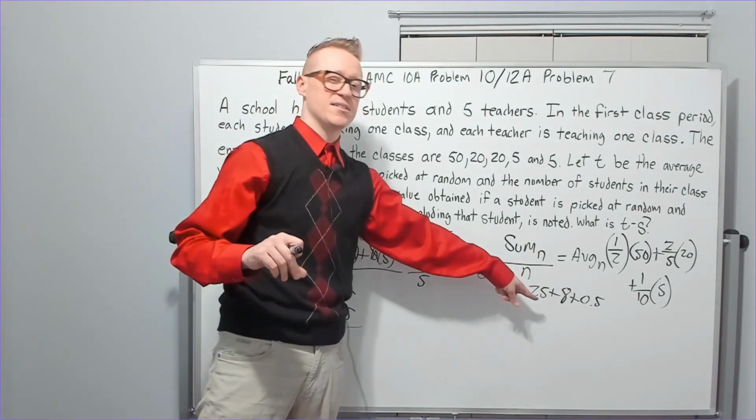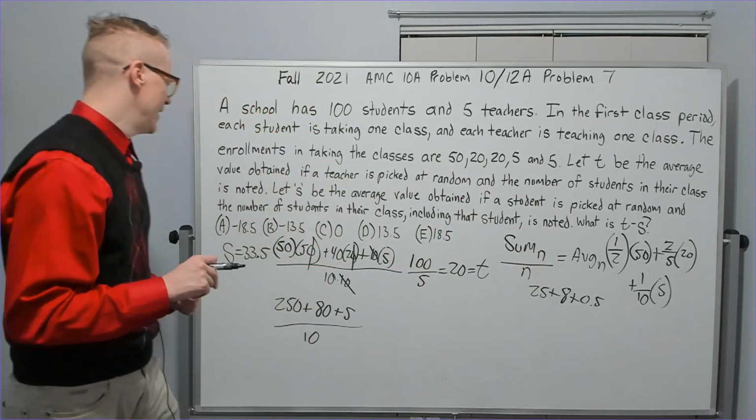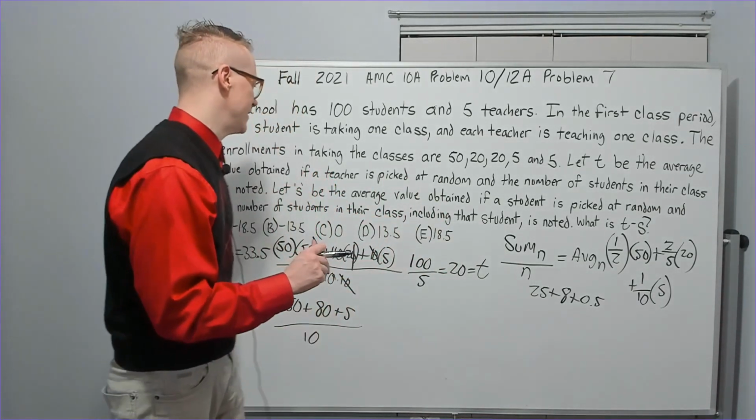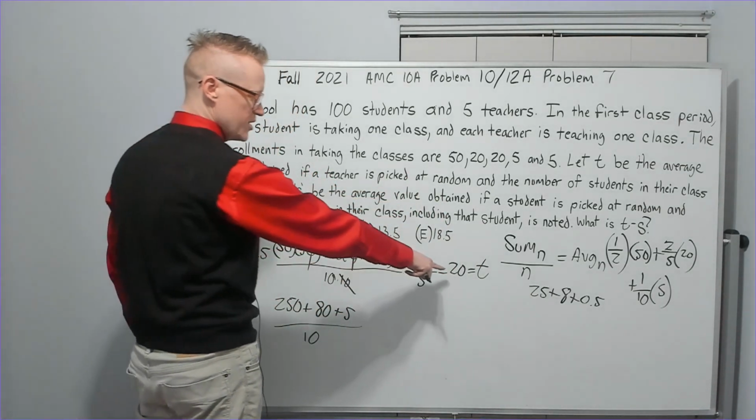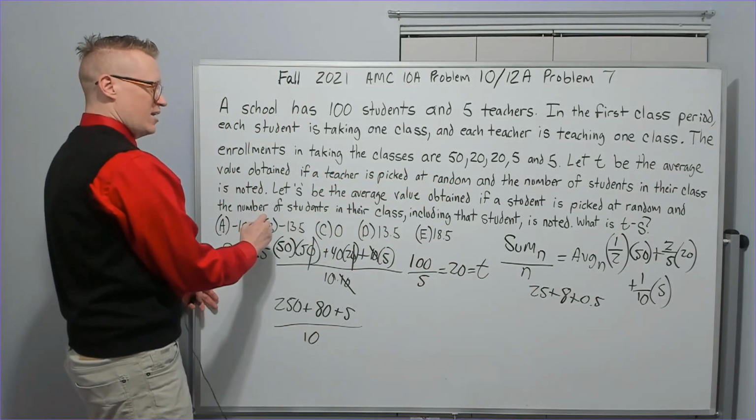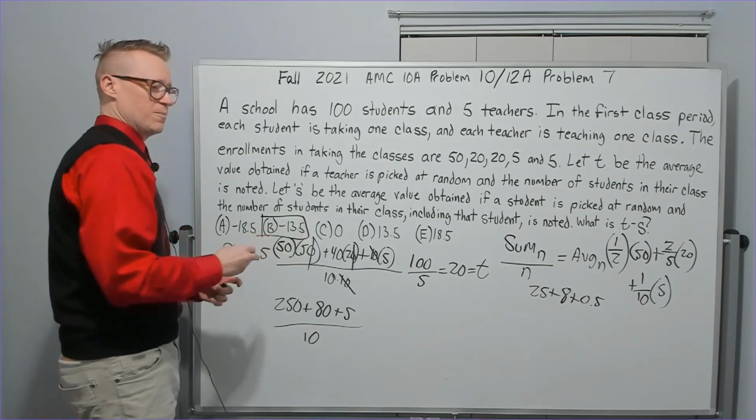If you had the confidence to do it that way, awesome job. And if you didn't, you could do it both ways and feel very confident that the answer will be T, which is 20 minus 33.5. You're going to get B, negative 13.5.